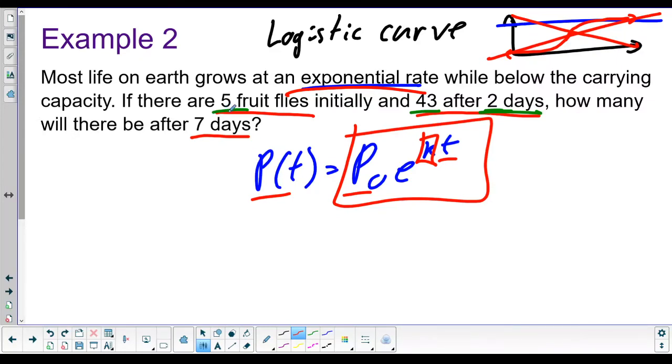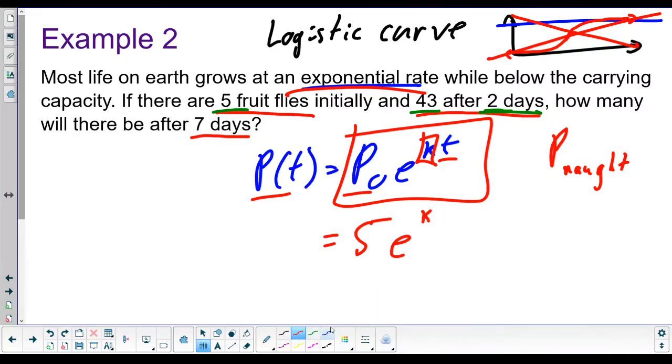So there are 5 fruit flies initially. That's P naught, or P sub 0. Naught is an English way of saying none. And when I say English, I mean like European English. It means 0. It's just the way some people say it. So we have 5 things to start with. E, we don't know K. We're going to find that.